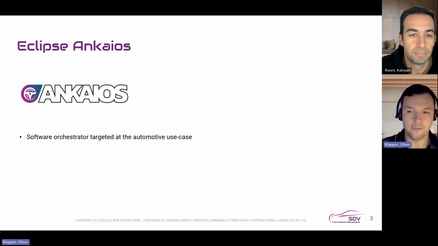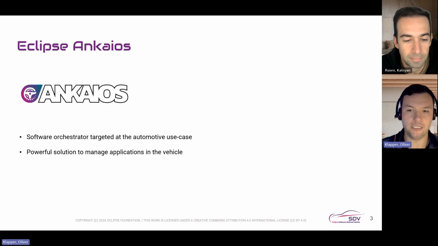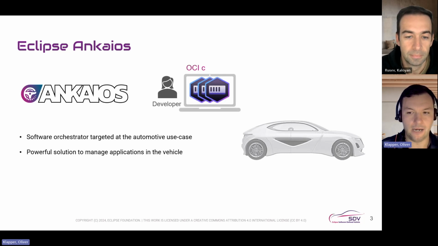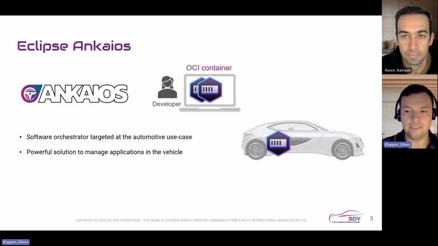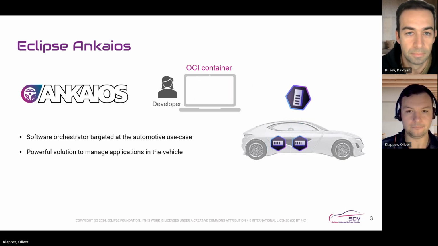Ankaios is a software orchestrator targeted at the automotive use case. It is a powerful solution to manage applications in the vehicle. A developer can easily develop and test the application outside of the vehicle and put the applications with all dependencies into an OCI container image. Subsequently, all the applications are deployed to the vehicle and managed by Ankaios.